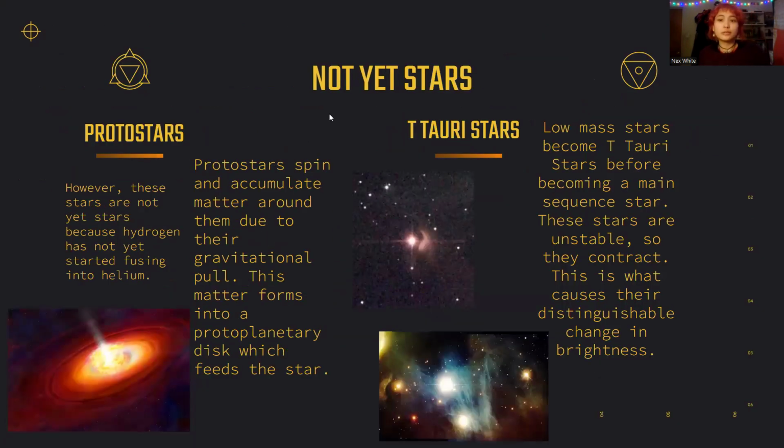Before stars move on to the main sequence star, they become protostars. These stars spin and accumulate matter with their gravitational pull until they become heavy enough to ignite and become a main sequence star. Low mass stars will first become T-Tauri stars before becoming a main sequence star, and these stars are unstable, and so they contract and they look like they're pulsing in the sky.